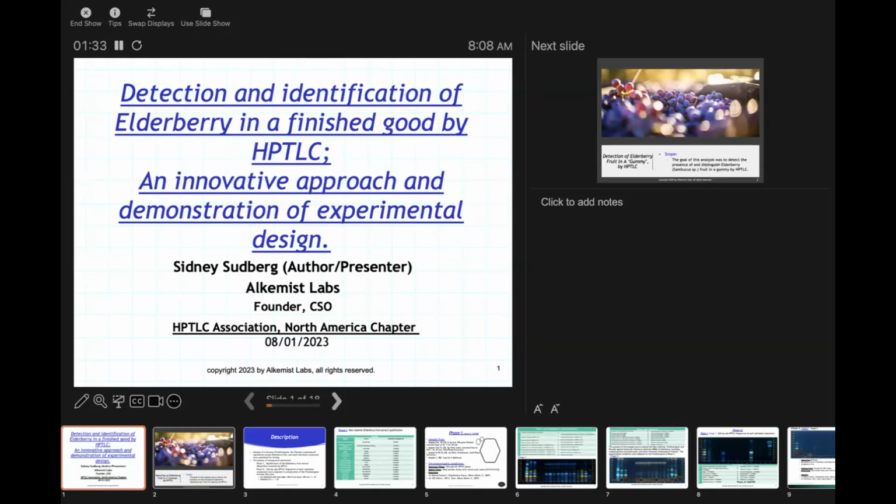And today, I'd like to present to you, I'll read the title of the talk, Detection and Identification of Elderberry, Sambucus nigra, or Sambucus species, I should say.